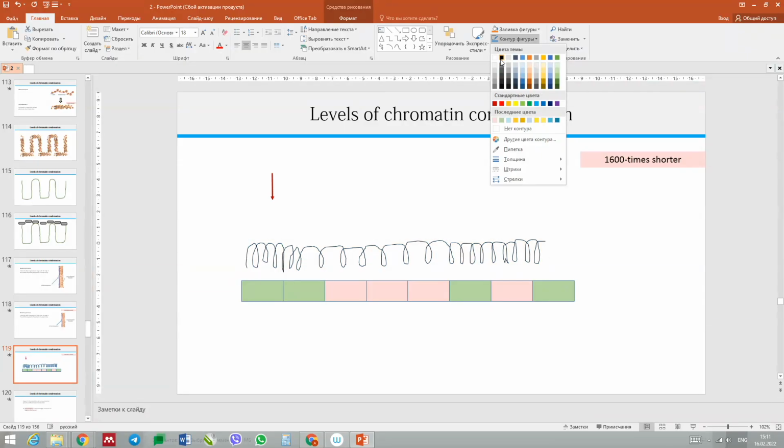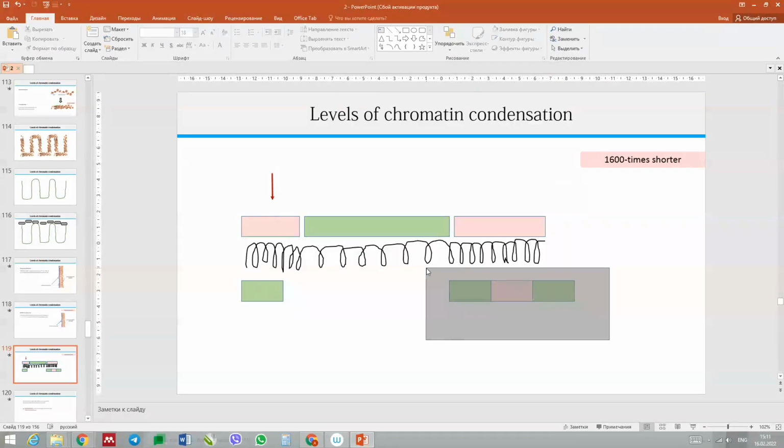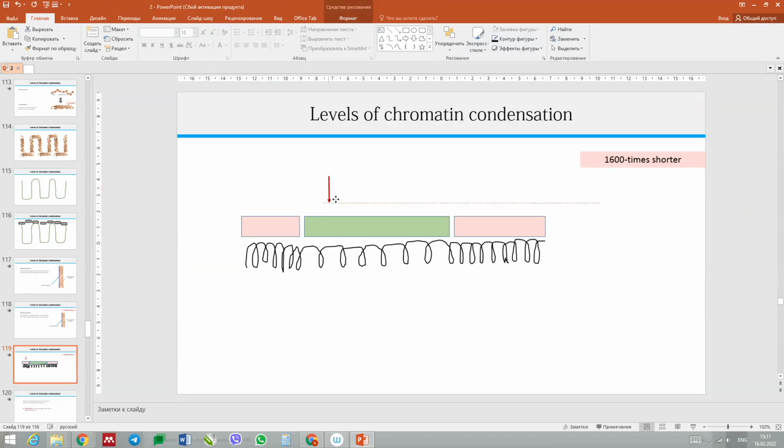Okay, let's use classical black color. This is a region of highly condensed chromatin, while here is a region of not so highly condensed chromatin. Then again, a region of highly condensed chromatin. So what is the difference? Why is this difference present?